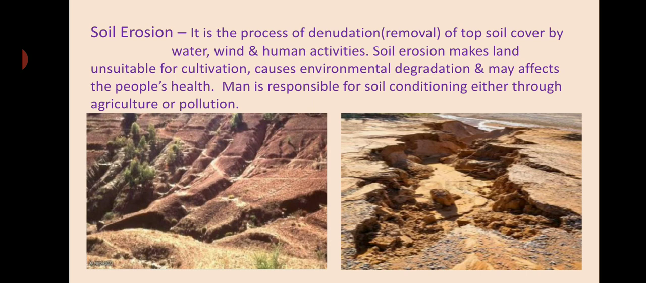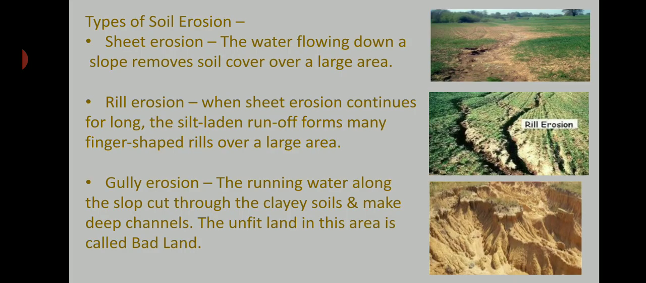Now, soil erosion makes land unsuitable for cultivation. It causes environmental degradation and may affect people's health, because man, when he does faulty agriculture or releases excess amounts of pollution, makes land unsuitable for cultivation, and it causes imbalance in the ecosystem and also affects people's lives. Now we will go through the types of soil erosion.